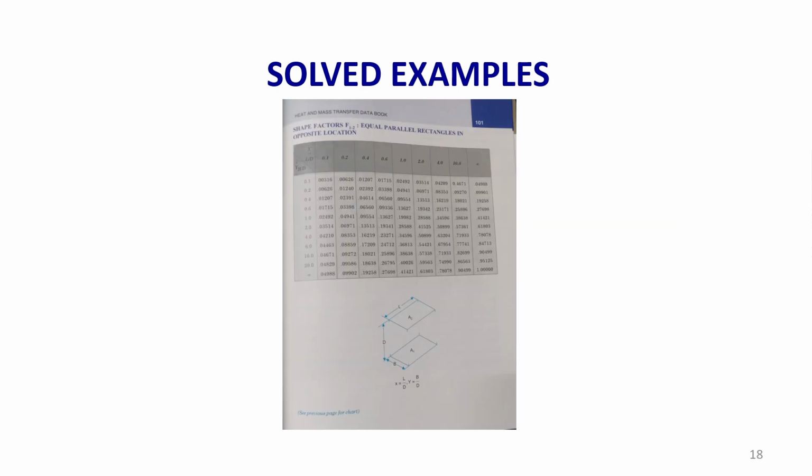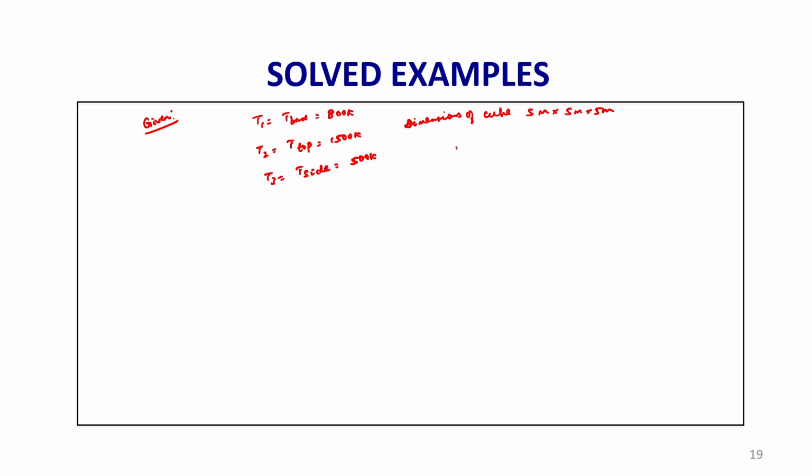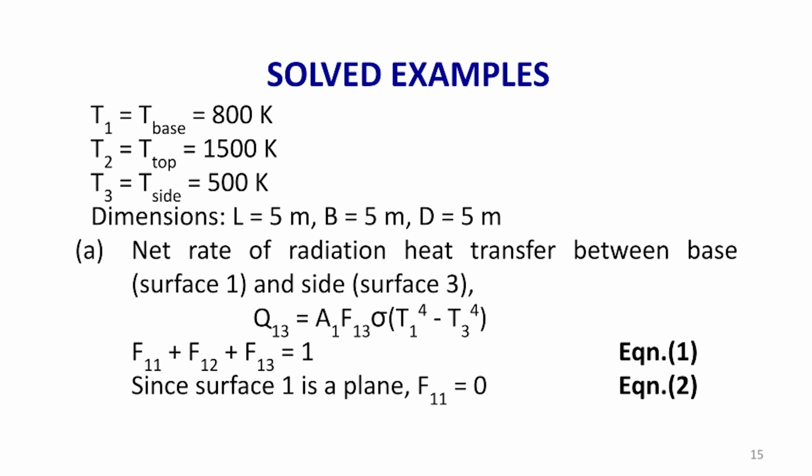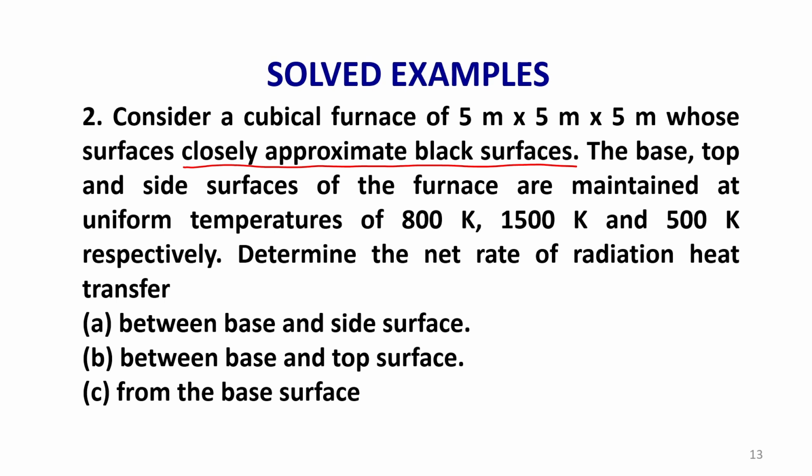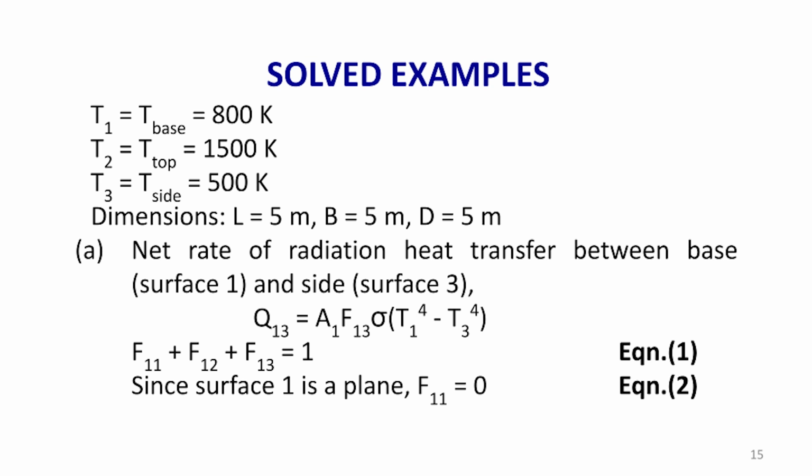So, this is L into B into D. This is the vertical distance between the base and top surface. So, net rate of radiation heat transfer between the base, that is surface 1, top is surface 2 and side is surface 3. The first question is between base and side surface, that means between surface 1 and surface 3. So, I am using Q13.